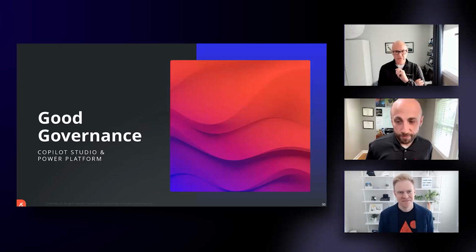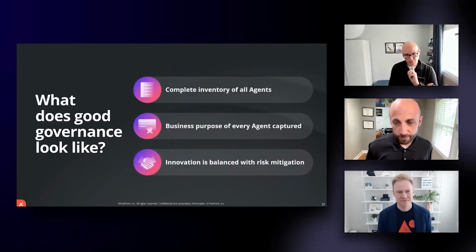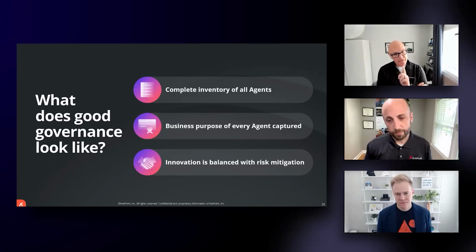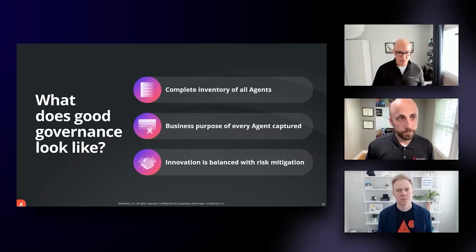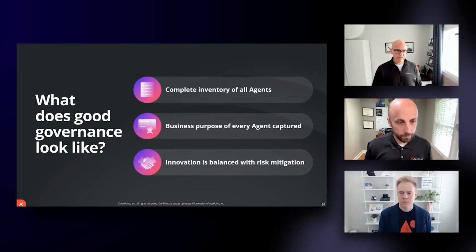So what does good governance look like for Copilot Studio? Achieving good governance starts with complete visibility into all of those agents within the tenant. This will allow us to assess the positive business outcomes that Copilot Studio is making, and also identify potential areas of concern. But we also need to understand the why behind each agent. We need to understand the business value. We need to understand the potential impact if there was a service interruption.